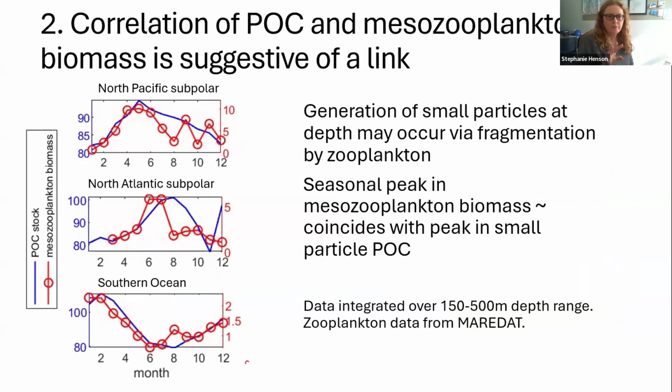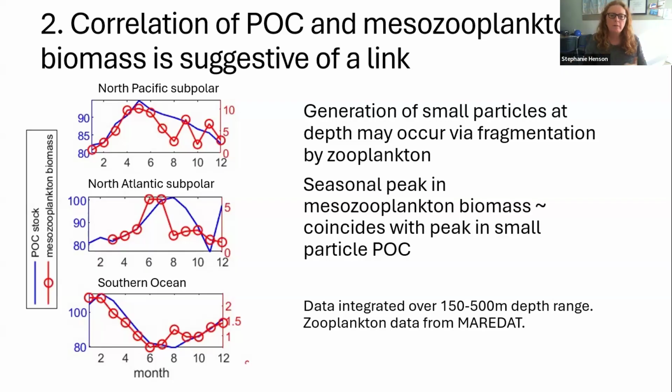So on the left, we're looking at 3 different biomes. And the blue line is the POC stock between 150 and 500 meters depth. And the red dots are the mesozooplankton biomass. And so what you can see is that there's some similarity in the shape of the seasonal cycles, which is suggestive that generation of small particles might be occurring by fragmentation. And the seasonal peak in mesozooplankton biomass coincides more or less with the peak in small particle POC.